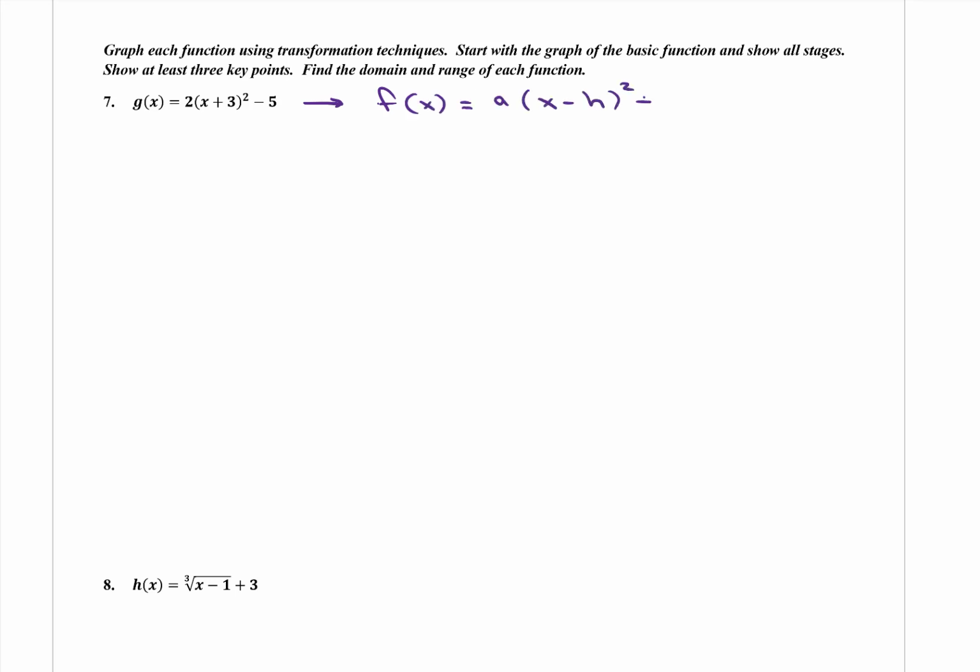It says show at least 3 key points, but when you're working with something like a parabola or a cubic, I think it's better to show at least 5 points. I would only show 3 if I were working with something like a square root function, but with a lot of these other functions, I would use 5.